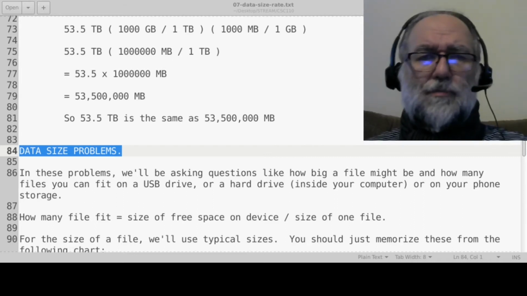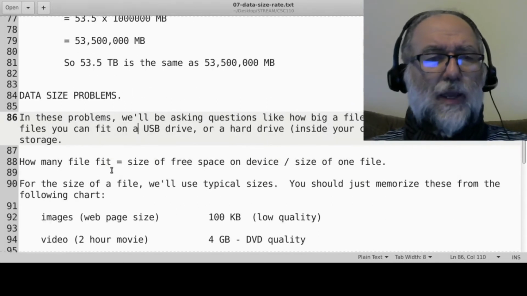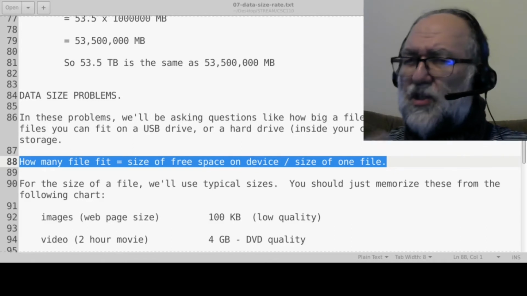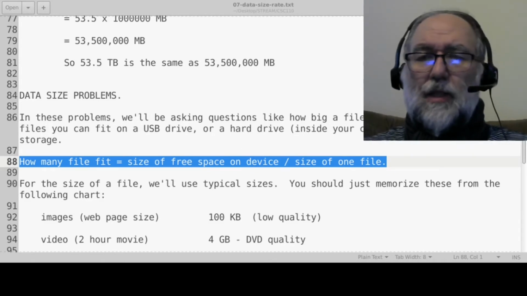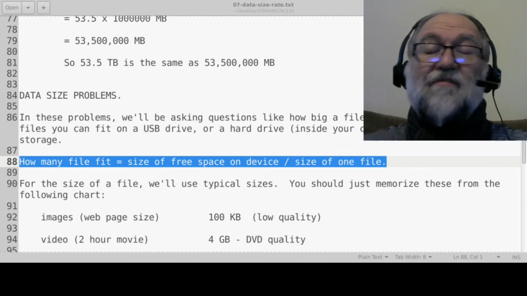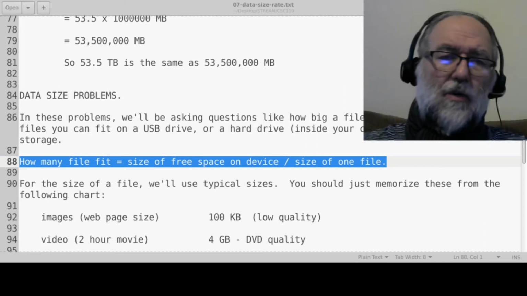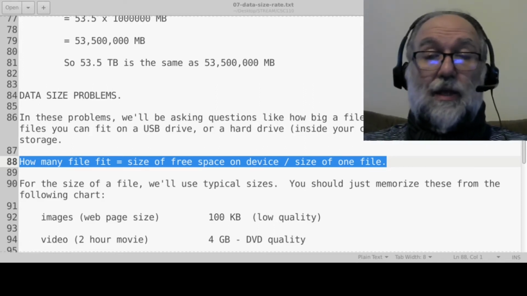Okay, and that's the point of these problems. All right, so that's the kinds of problems we're going to be doing, and there's, I wouldn't call it a formula, but there's just a general idea behind how to solve these problems. And a lot of these problems I'm going to be asking, how many files of a particular type can you fit on the device?